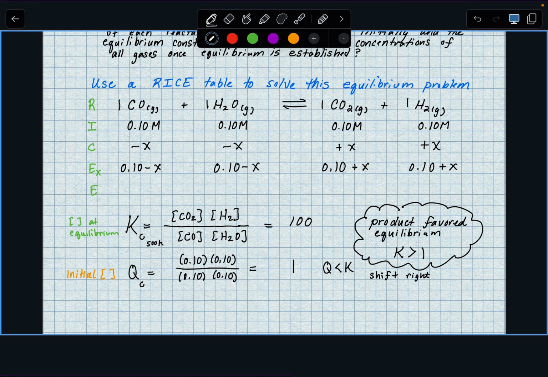The K value is not negligible, so what we can't do is anything where we ignore that X, which I talked about in a previous video. We have to actually keep the X values in there. Now, our final answers are going to go here.